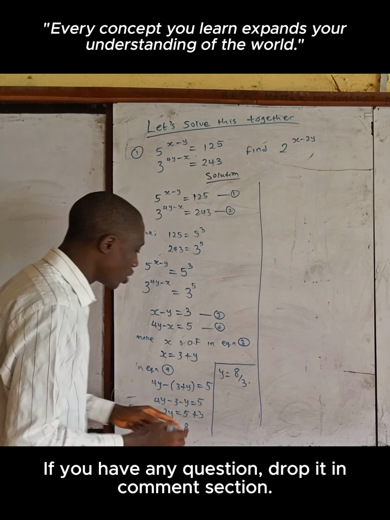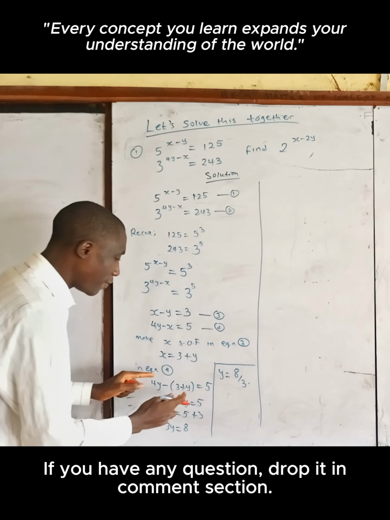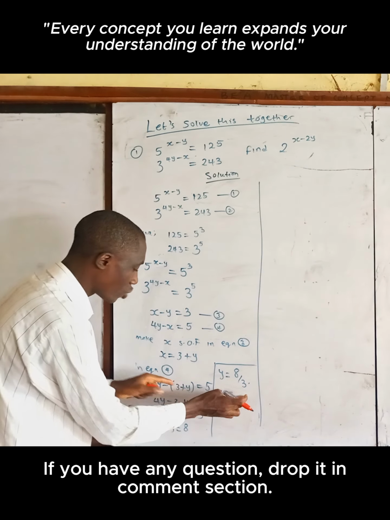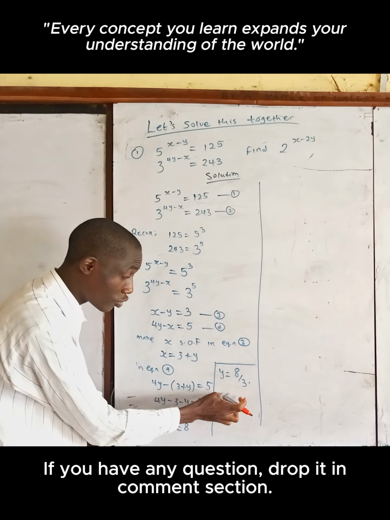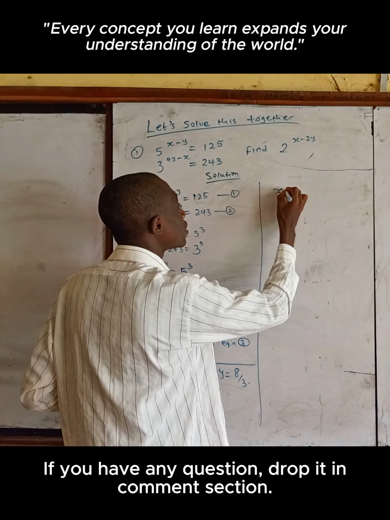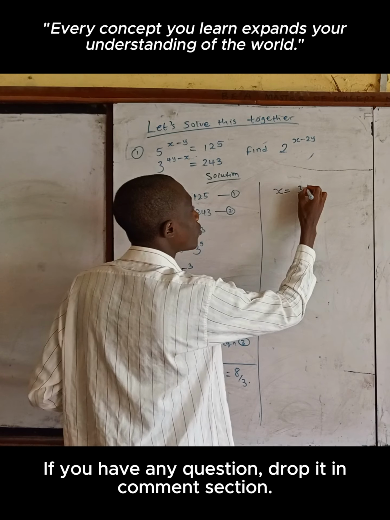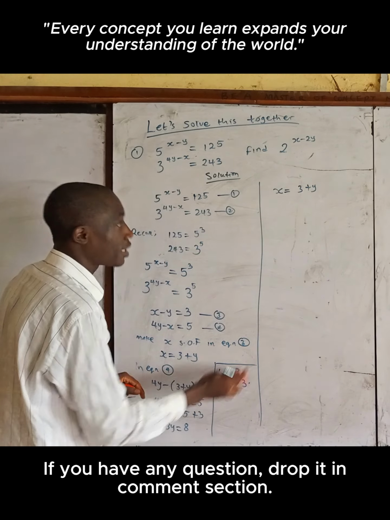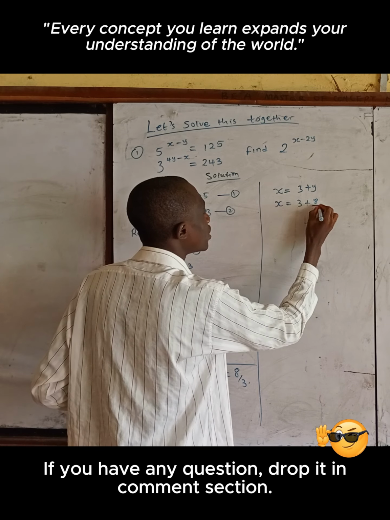Very well. The next one is for us to now get the value of our x. And now how are you going to do that? The value you get here, just input it back into this place. Are you getting it? The value you get here, just input this value back into this place and get your x. So our x is equals to, we already have that our x is equals to 3 plus y. And our y is 8 divided by 3. So therefore our x will be 3 plus 8 divided by 3.